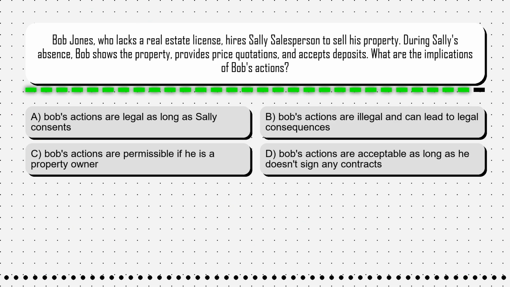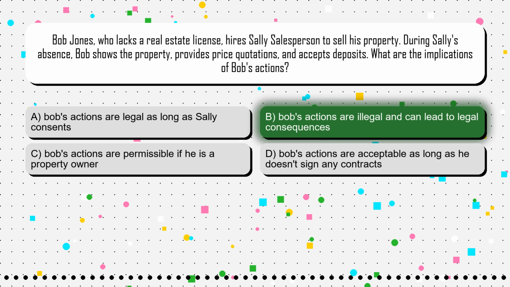Question 9. Bob Jones, who lacks a real estate license, hires Sally salesperson to sell his property. During Sally's absence, Bob shows the property, provides price quotations, and accepts deposits. What are the implications of Bob's actions? Option A, Bob's actions are legal as long as Sally consents. Option B, Bob's actions are illegal and can lead to legal consequences. Option C, Bob's actions are permissible if he is a property owner. Option D, Bob's actions are acceptable as long as he doesn't sign any contracts.